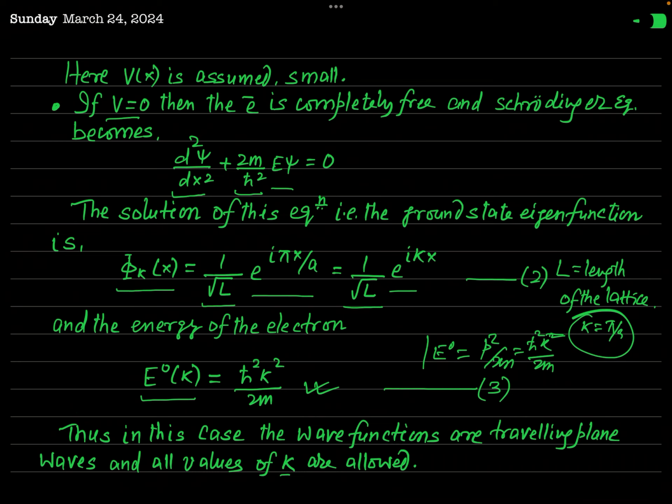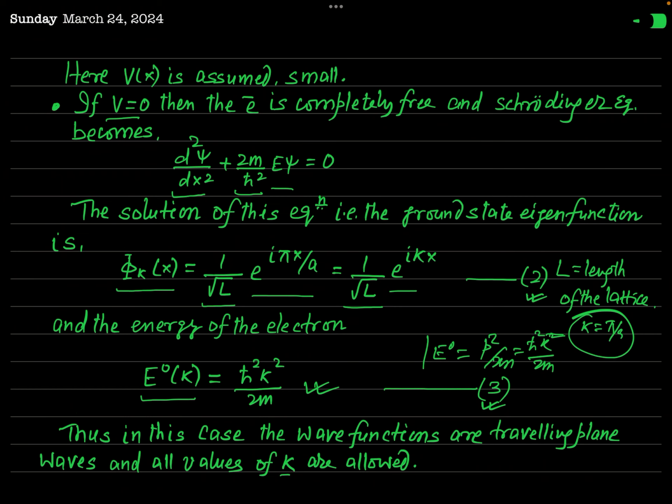But now we consider that a small periodic potential is introduced, and when you introduce a small periodic potential, this potential will now perturb the free electron wave function defined in this equation 2 and also the energy of the electron defined in equation 3. Okay, actually the real functions and the energy can be calculated in a simple way by using the perturbation theory, which you study in your course on quantum mechanics, as I have told you earlier. So now we will apply the concept of perturbation theory, particularly time independent perturbation theory, to find the wave function and the energy eigenvalue of this electron.